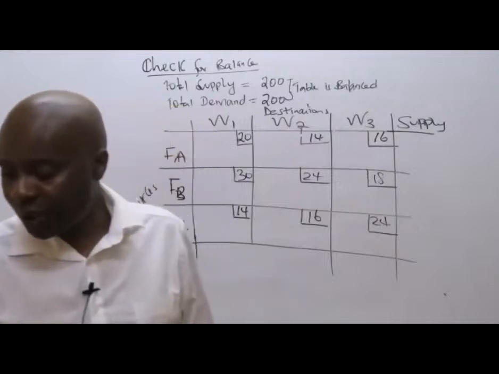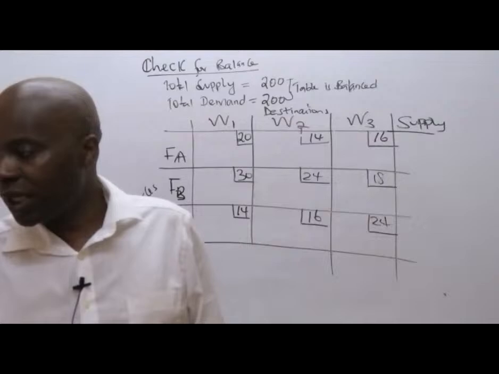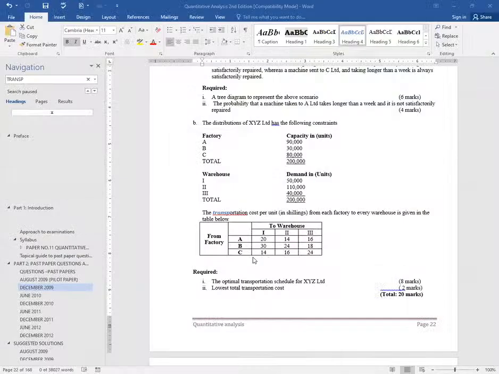If you look at our question, they have given us the supply, the capacity. A will give us 90. Remember, my figures are in terms of thousands of units. B supply is 30, C supply is 80. So we have 90, 30, and 80. Then warehouse 1 demand is 50, warehouse 2 is 110, and warehouse 3 is 40.